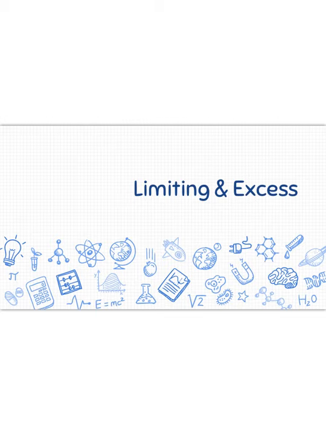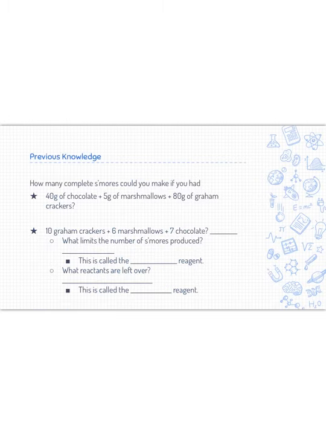All right, the last piece of stoichiometry we're going to look at in this unit is limiting and excess reagents. So, way long ago, we made some s'mores, and you did this s'mores stoichiometry worksheet. If you had 40 grams of chocolate, 5 grams of marshmallows, and 80 grams of graham crackers, how many s'mores could you make? Well, we don't really know.